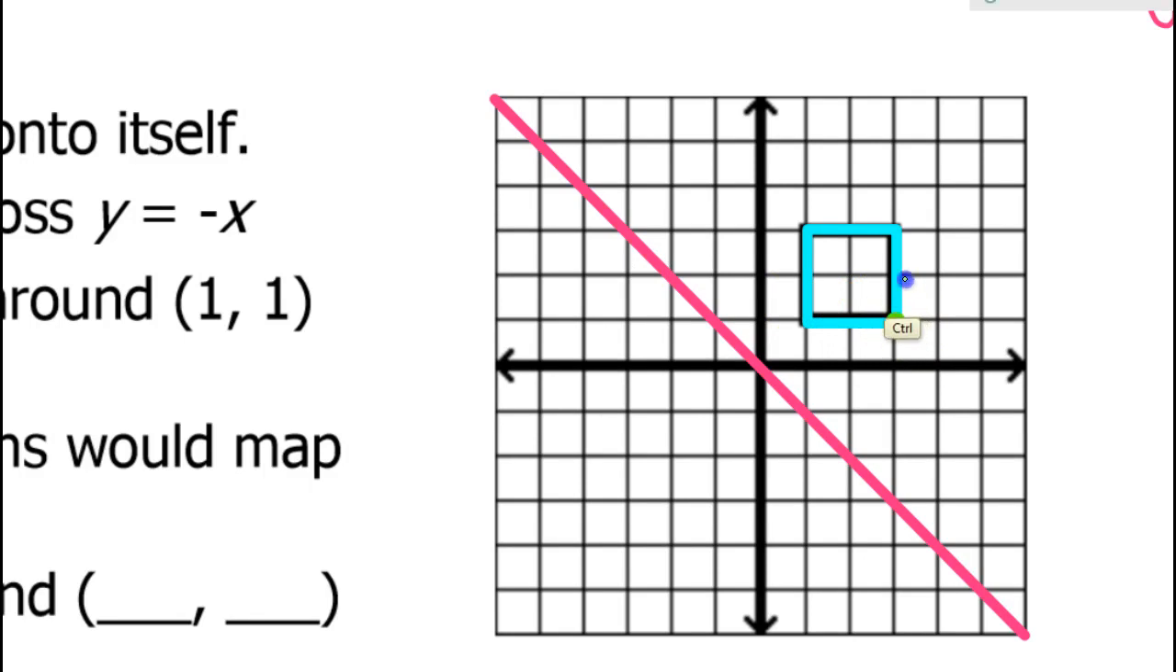If I rotate 90 degrees, so I'm rotating like this, if I spin this around this green point like it's a hinge, I'm hoping you can see that it's going to end up like this. If I rotated 90 degrees around the point 3, 1, the black square would become the blue square. So that will not put the square back on itself. So I'm not going to circle that one.